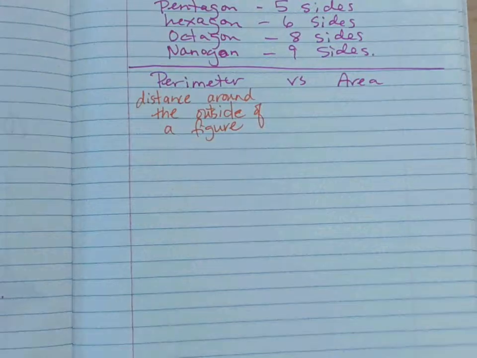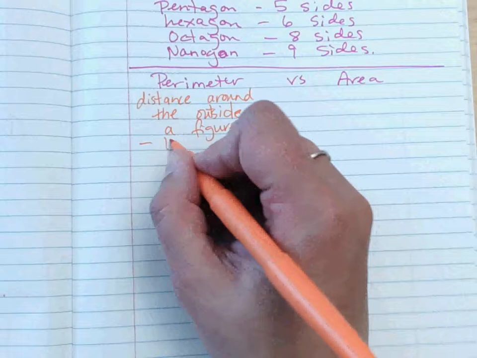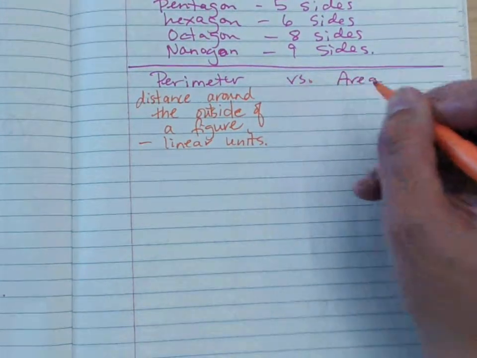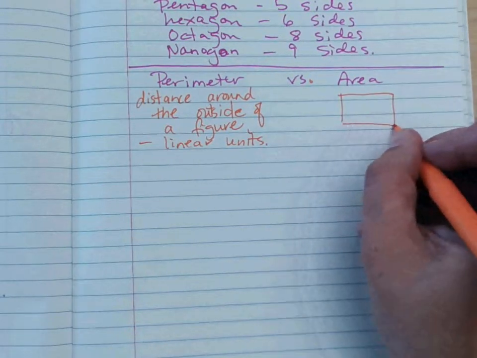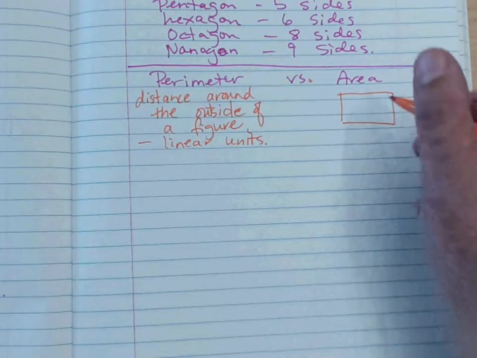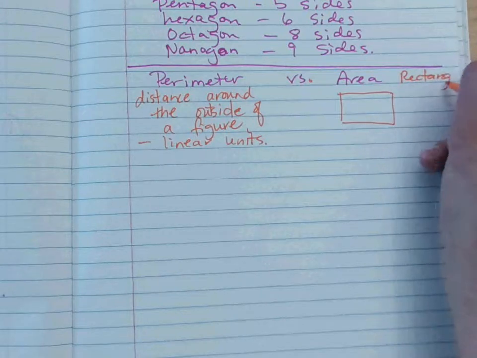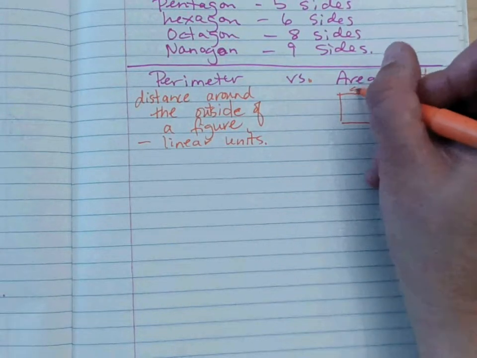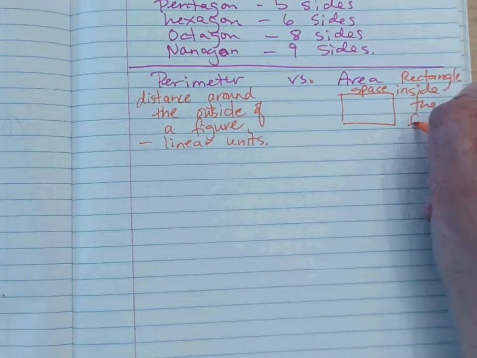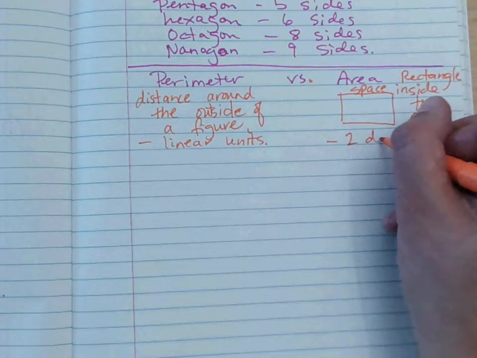And what is the area? Area is the 2-dimensional space that is taken up by a figure. So with area, when we're talking about area of a rectangle, it's going to be the space inside the figure. And this is always 2-dimensional.